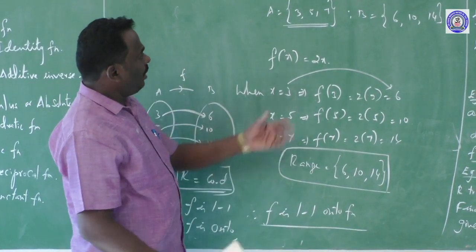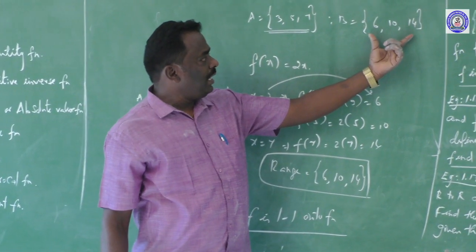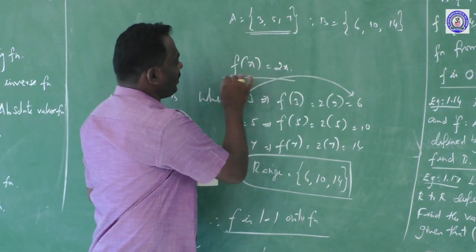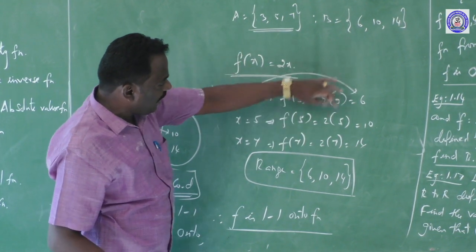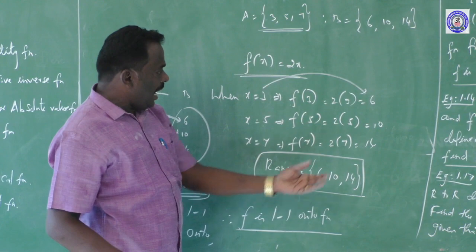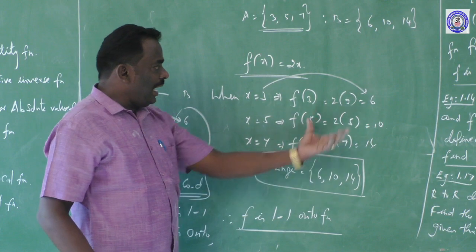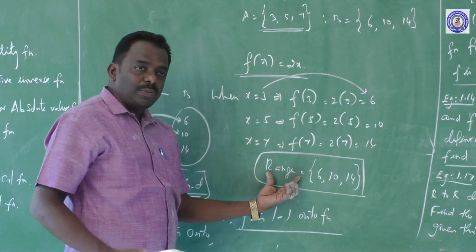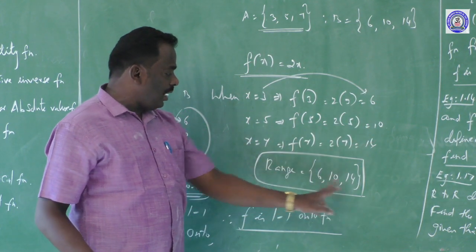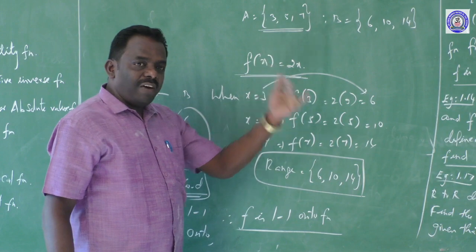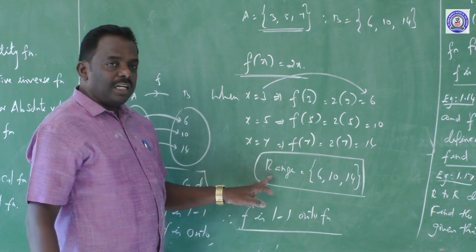Understand? See once again, we can take the function with set A equal to {3, 5, 7} and set B equal to {6, 10, 14}. We are given f(x) equal to 2x. We put x values from set A, and the function values obtained are 6, 10, 14. That is the answer of the function. The set of answers of the function is called the range. The range is equal to {6, 10, 14}. The range is called the function values, written in brackets.